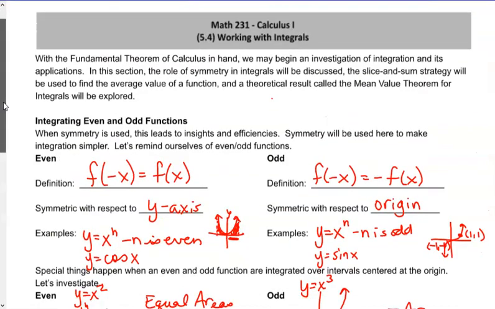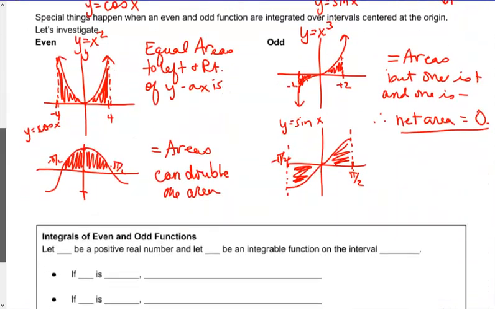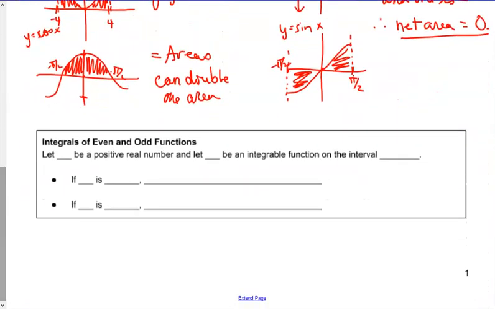So, let me scroll down here. Keep scrolling a little bit, and here gives us the culmination of what we just discovered. We're going to let a be a positive real number and let f be an integrable function on the interval from negative a to a. A lot of times that's a to b. But here, remember, we are centered over the origin. If you want to put that there as a reminder.